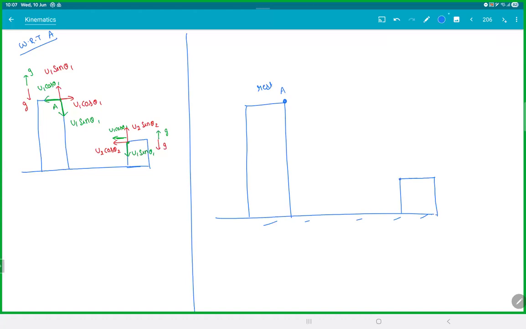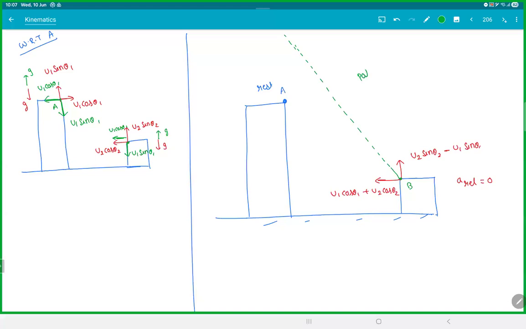And B will think, now I'm going up with u2 sine theta 2 minus u1 sine theta 1 vertically, and horizontally with u1 cos theta 1 plus u2 cos theta 2. And what is the relation? Acceleration A relative is 0. Is this clear so far? These are the velocities. That means A will think this guy B is actually going with a constant velocity in a line, something like this.